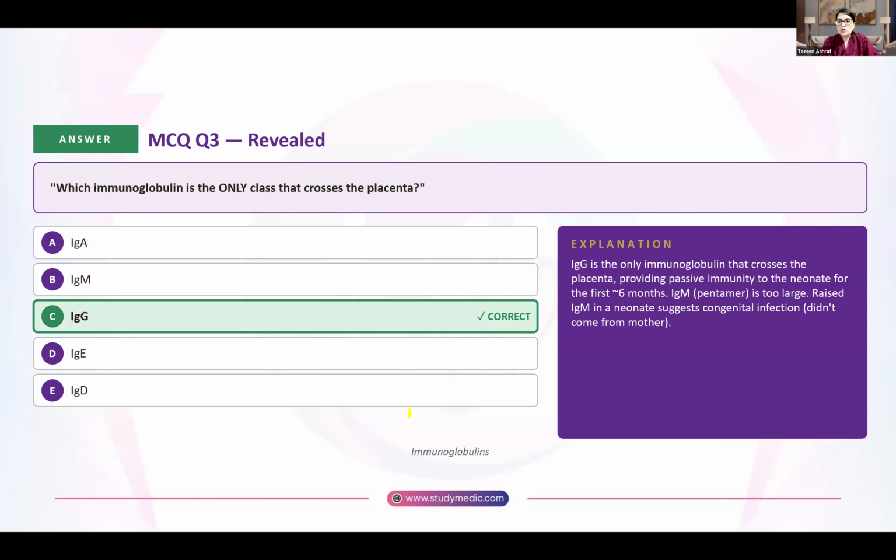IgG is the only immunoglobulin that crosses the placenta, providing passive immunity to the neonate for the first 6 months. IgM pentamer is too large. Raised IgM in a neonate suggests a congenital infection which did not come from the mother.